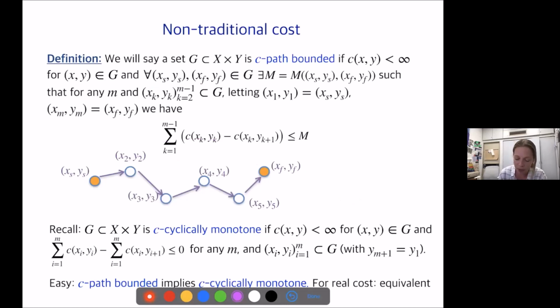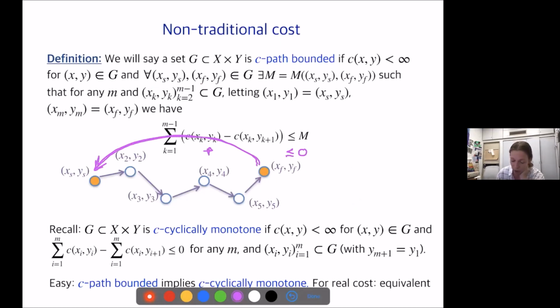Because all you have to do is just one more step like this, and then your starting point and your finish point are the same. So we really get a cycle. You just have to add here one extra term, and you get that the sum is less than 0. And then you just move it to the other side, and this will be your bound m. So if the cost is finite, so if this final step always has finite cost, then you are fine. Then c-cyclically monotone implies Cpath boundedness.